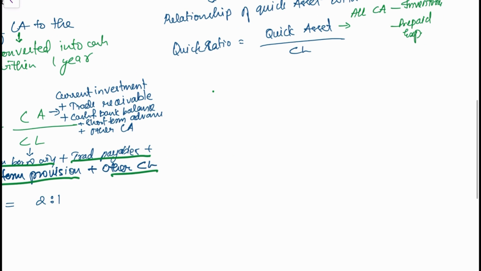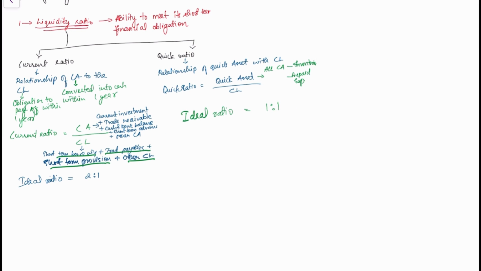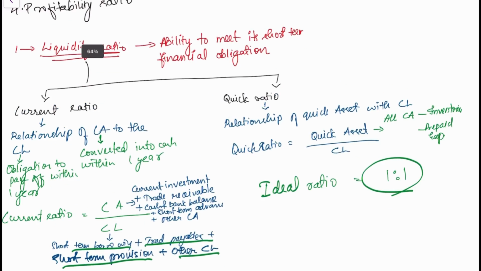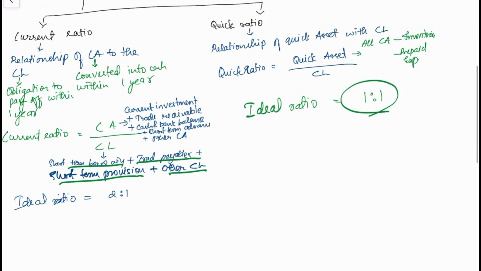And what is the ideal ratio? 1:1. You can write this in the difference. If difference between current ratio and quick ratio is asked, then you can write current ratio shows a relationship of the current asset to the current liability, and quick ratio shows a relationship of quick asset with the current liability. And you can write the formula of this. Then you can write the ideal ratio, that is 2:1, and in quick ratio is 1:1.